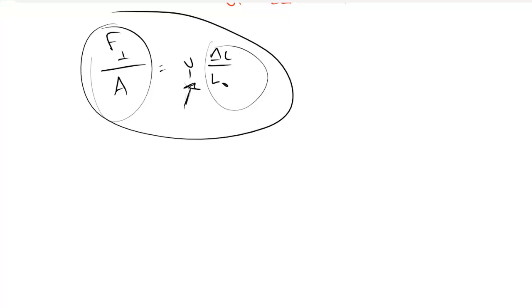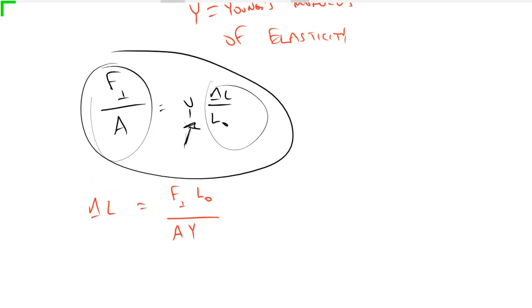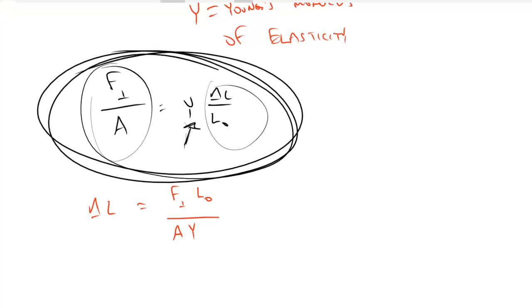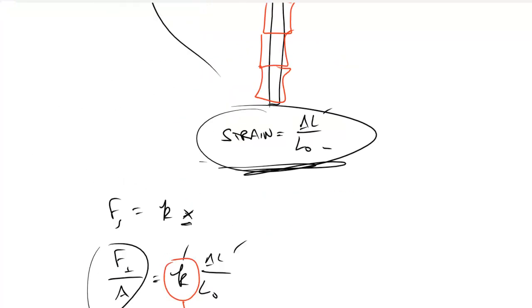Sometimes we could rearrange this however we want. We could say then that the change in length, let's say I apply a force to something, would be equal to the perpendicular force times the original length divided by the cross-sectional area times Young's modulus. If we wanted to, we could rearrange this any way we want. But basically, this is the relationship between stress and strain and elastic deformation, which comes from Hooke's law.